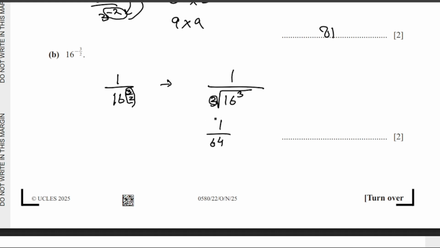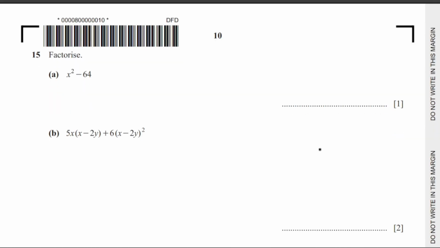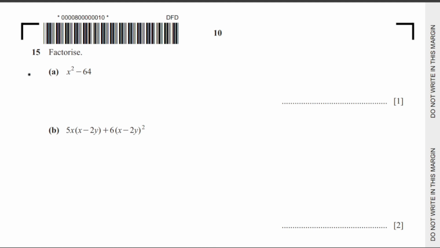And since it's square root over here, it's going to be plus minus. So the answer is plus minus 1 over 16, right? That is the final answer. Okie dokie. So the next question, question number 15, factorize this.